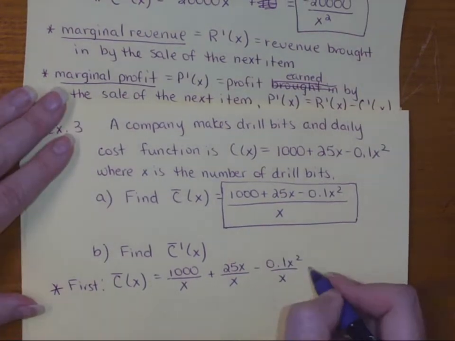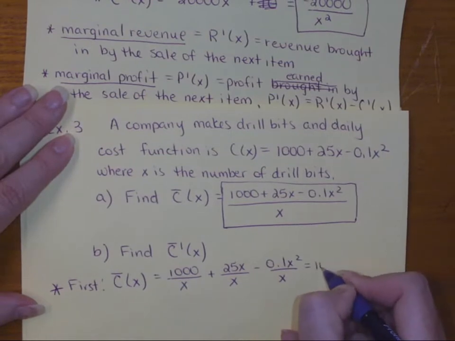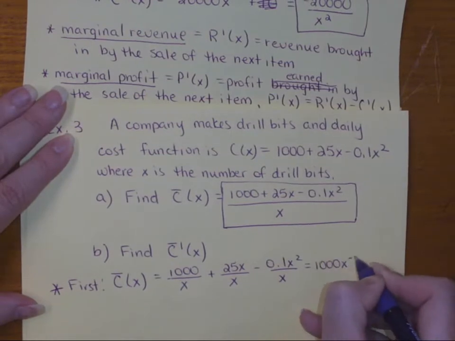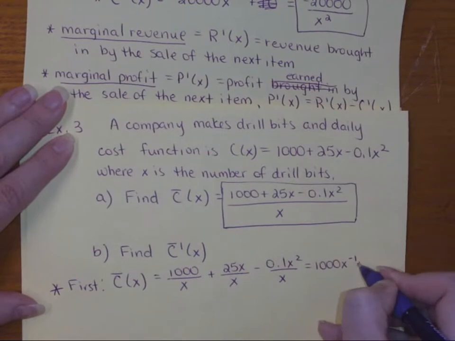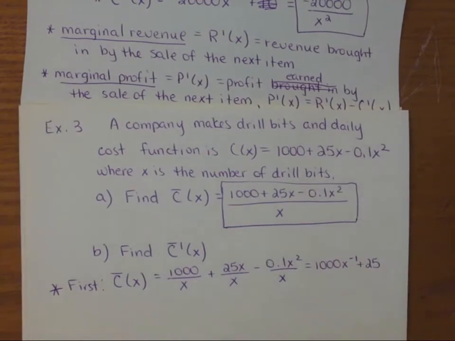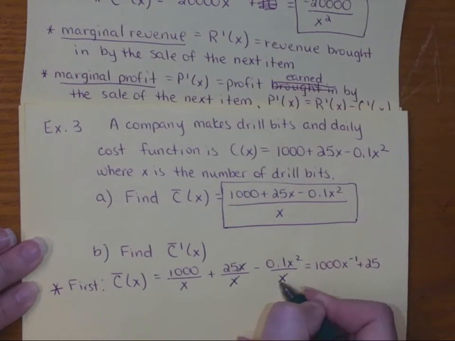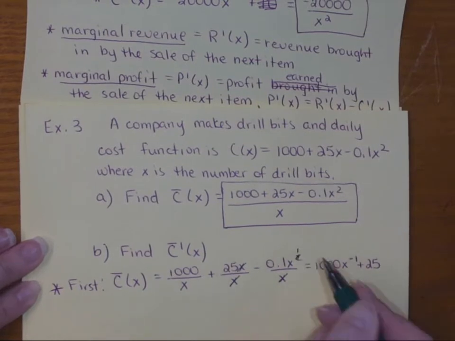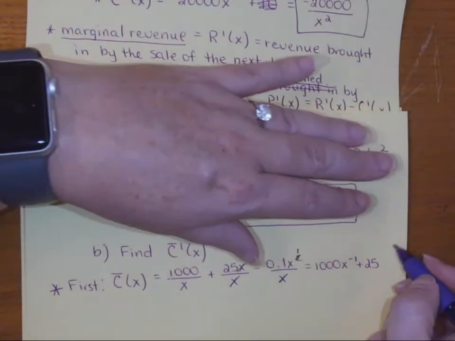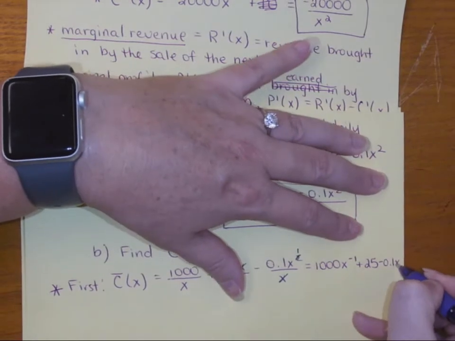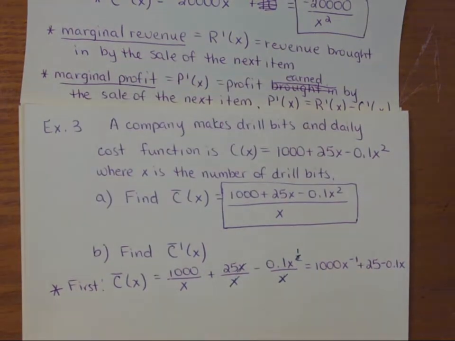So if you simplify a whole bunch of stuff, you're going to get 1,000 x to the negative 1 plus 25, right? Because here the x's would go away. Algebraically, this x will go away, leaving 1 on top. So I'm going to get minus 0.1x. So this isn't my answer, remember. This is just my cost function rewritten.